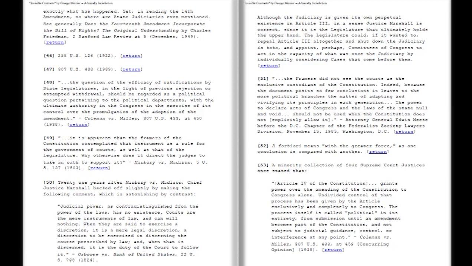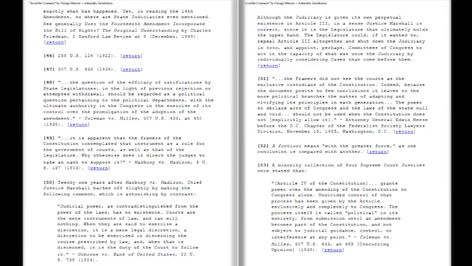49. It is apparent that the framers of the Constitution contemplated that instrument as a rule for the government of courts, as well as that of the legislature. Why otherwise does it direct the judges to take an oath to support it? Marbury v. Madison, 5 U.S. 137, 1803. Return.